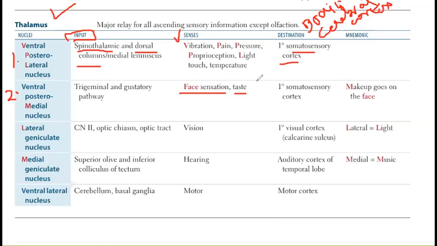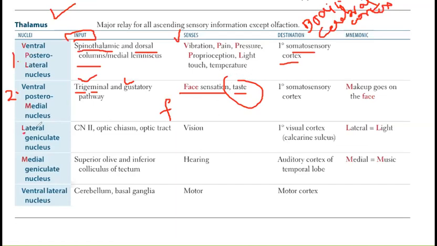So when we will be studying that, we will be studying the VPM. I'm not going into too much detail right now because all of this will come later. Now, trigeminal and gustatory pathways are two different pathways. For the face we know the trigeminal nerve, and then another pathway, the gustatory, is for taste. Also, your facial nerve supplies the posterior one third of your tongue.